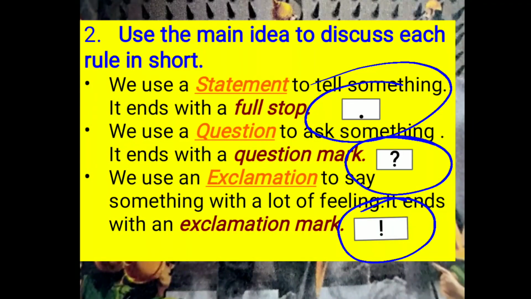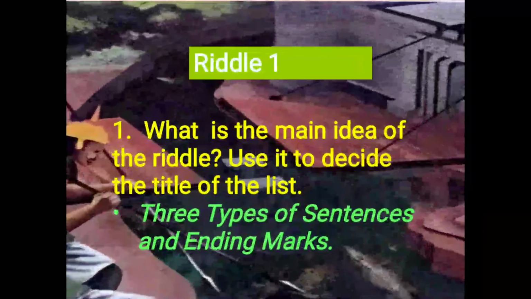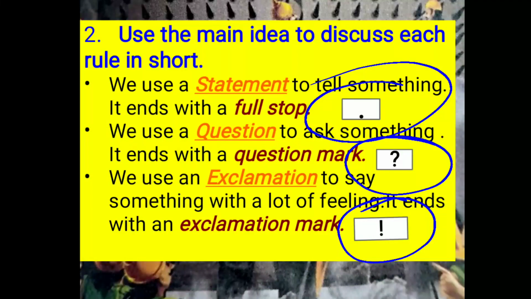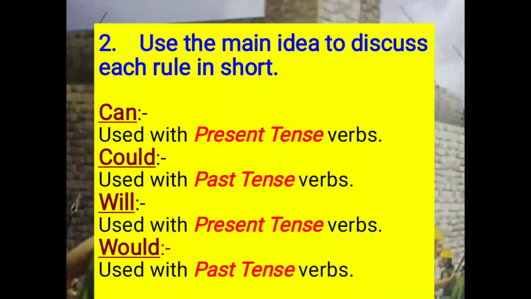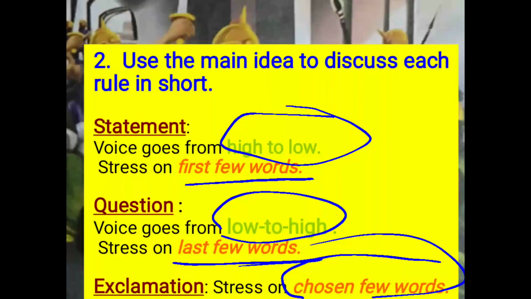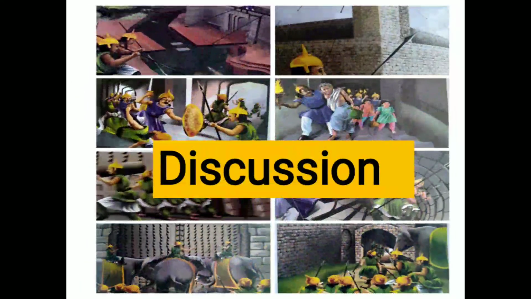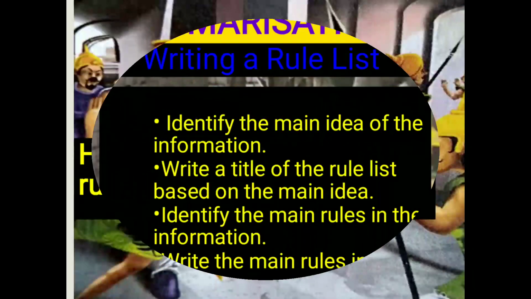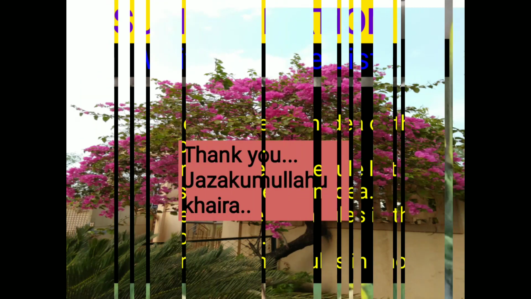Okay, we have done all these things, and then at last what did we do, children? Here at last we have written the main rules in short. All these main rules we have written in short, isn't it? Like this way. So by this way we have summarized our information to create an organized list of rules, isn't it? We have summarized information to create an organized list of rules.